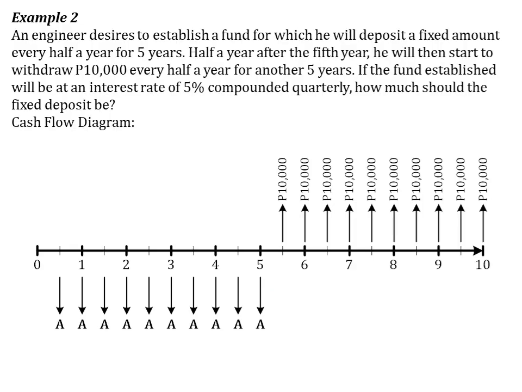Okay, we have another example, example number 2. An engineer desires to establish a fund for which he will deposit a fixed amount every half a year for 5 years. Half a year after the 5th year, he will then start to withdraw 10,000 pesos every half a year for another 5 years. If the fund established will be at an interest rate of 5% compounded quarterly, how much should the fixed deposit be? Okay?